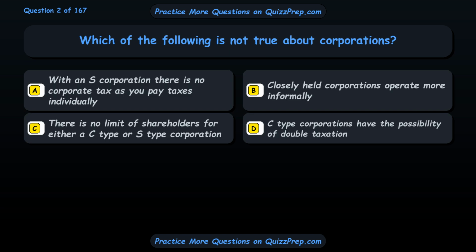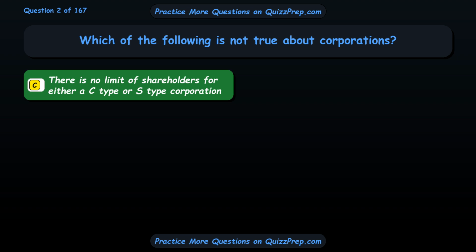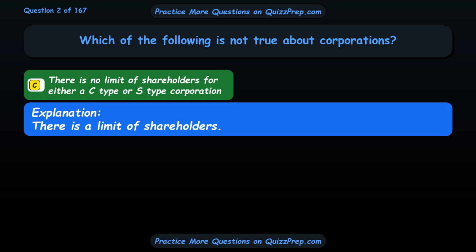Question 2. Which of the following is not true about corporations? Option A. With an S corporation there is no corporate tax as you pay taxes individually. Option B. Closely held corporations operate more informally. Option C. There is no limit of shareholders for either a C-type or S-type corporation. Option D. C-type corporations have the possibility of double taxation. The correct answer is option C. There is a limit of shareholders.